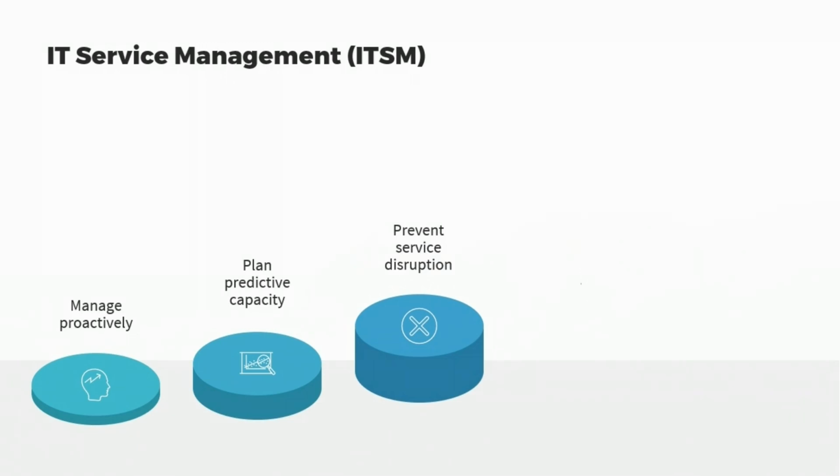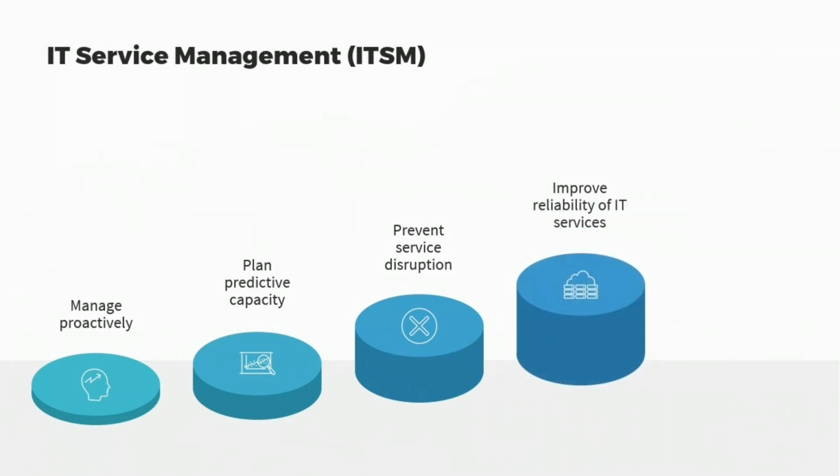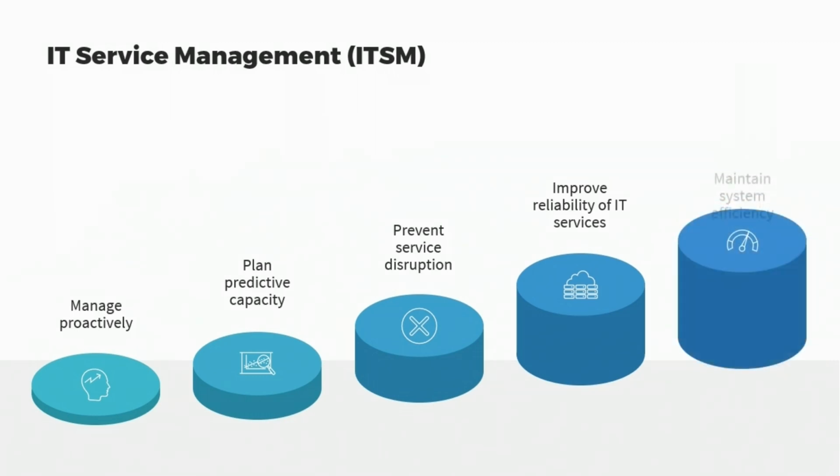And ITSM focuses on preventing service disruptions by implementing robust incident management processes, proactive monitoring, and risk mitigation strategies. Implementing best practices and standardized processes means that ITSM enhances the reliability and availability of IT systems, reducing downtime and improving overall service quality. And ITSM aims to optimize the efficiency of IT systems and processes through continuous improvement initiatives, automation, and performance monitoring.